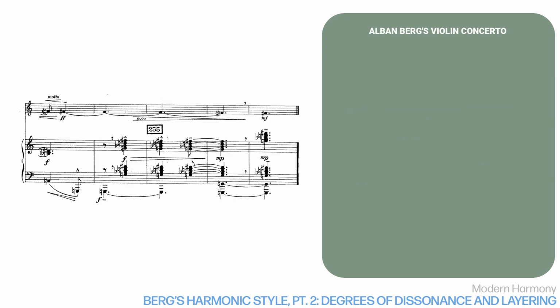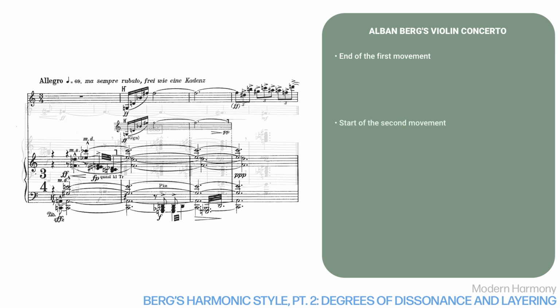Now let's compare two harmonies in the Berg Violin Concerto. Here's the end of the first movement. As you can see, this is a G minor 7th chord. Here's the chord at the start of the second movement. This chord has 8 different pitches and multiple semitone clashes. It's very intense.